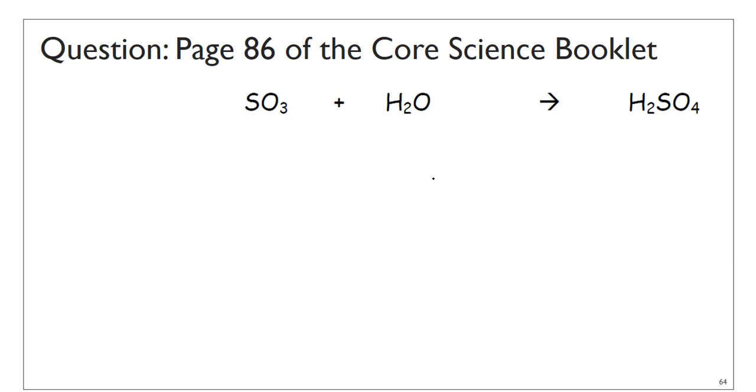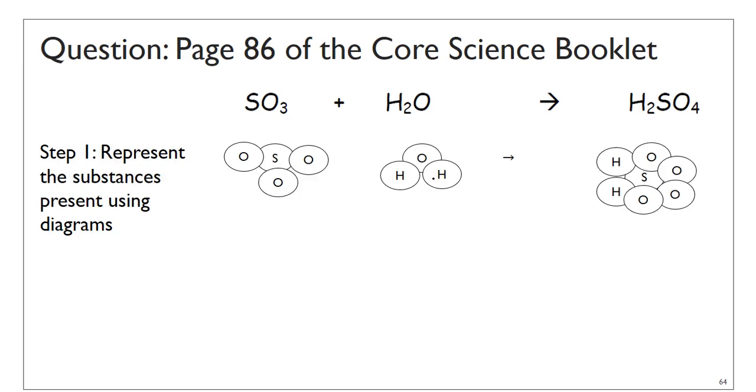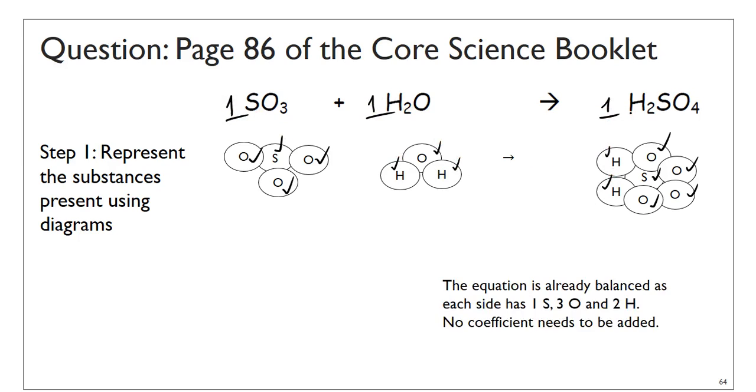Next example, sometimes you can tell. So SO3, H2O, H2SO4. So S, there's one S on each side. O, 1, 2, 3, 4, and H. So this equation is actually already balanced, which means that you just need one of each for a balanced equation, and that's fine.